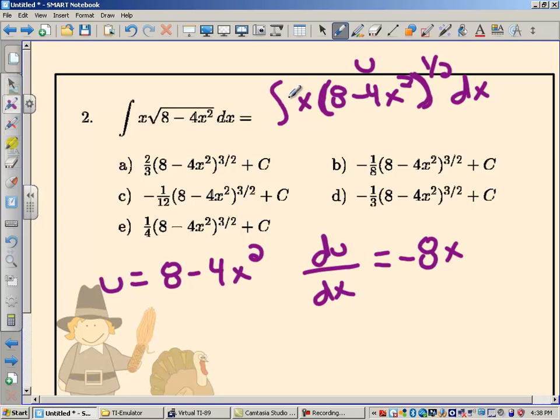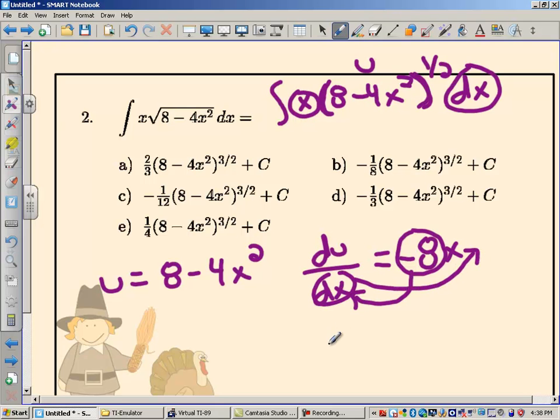Man, I wish there was a negative 8 right here, because if there was, then all of this would be a perfect du, but it's not. What I have to substitute for is x dx. So I'm going to solve this equation right here for x dx. That means this negative 8 has to come over here, and then the dx has to come over here. So this becomes negative 1/8 du equals x dx.